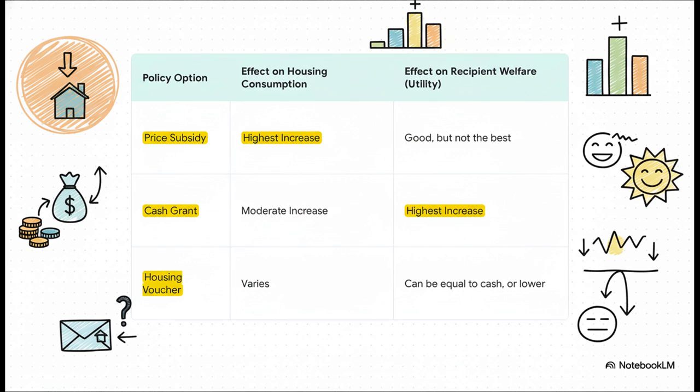But, and this is the big but, if the goal is to maximize the family's overall well-being, to make them as happy as possible, the unrestricted cash grant is best. And why is that? Because it gives them the freedom and flexibility to reach their own highest possible indifference curve.